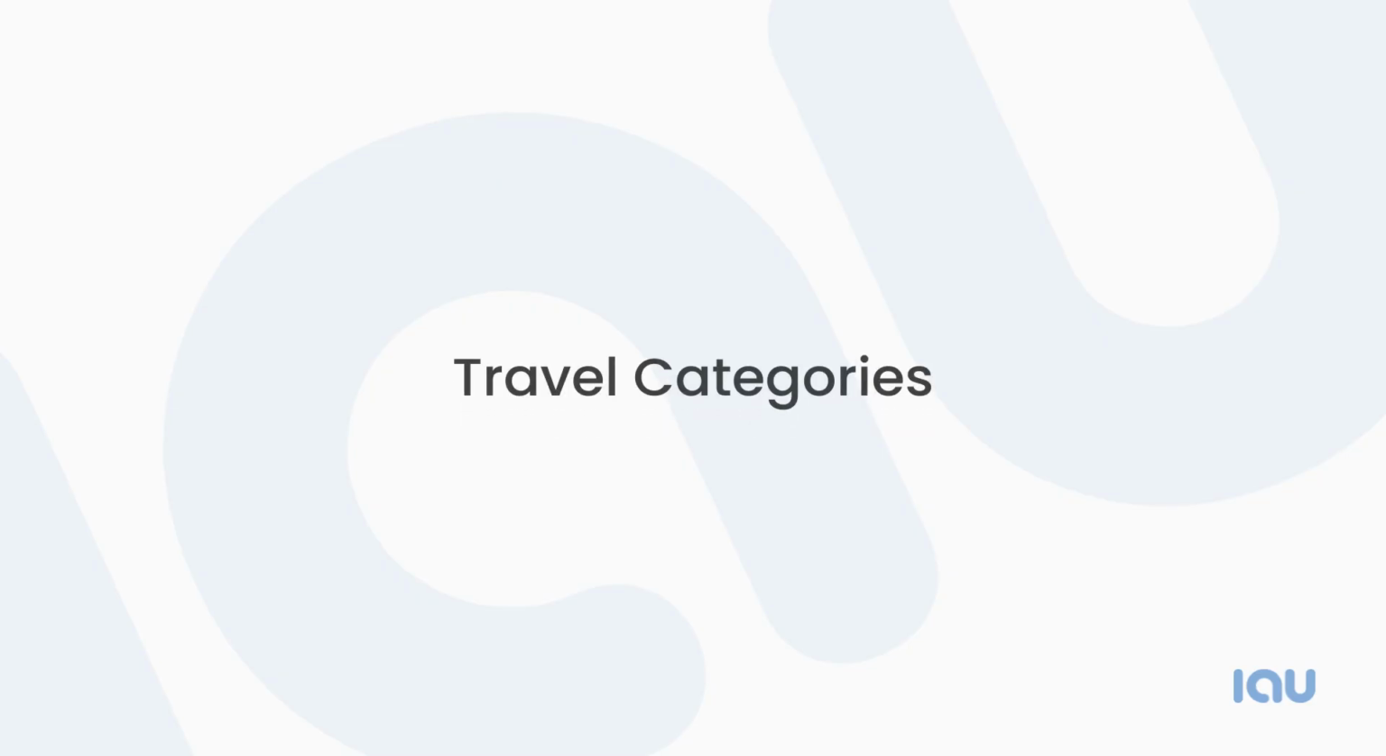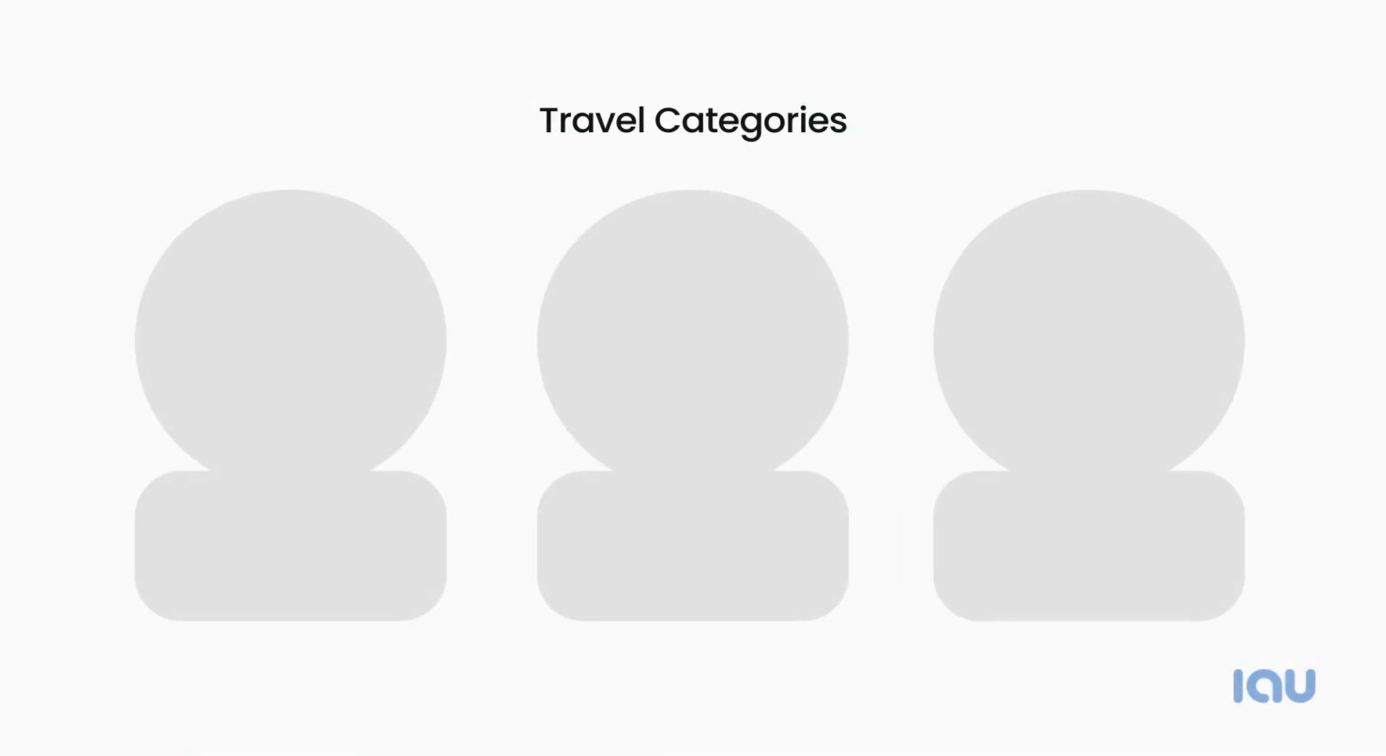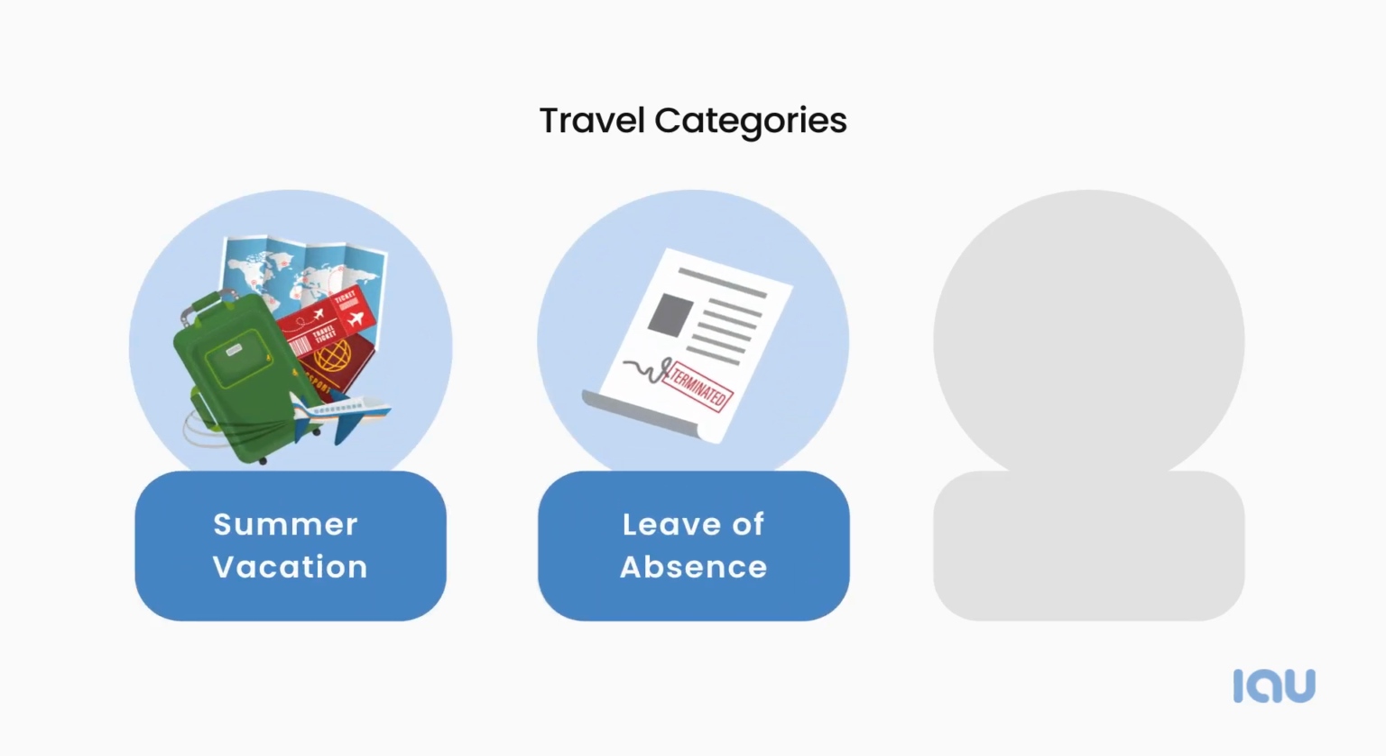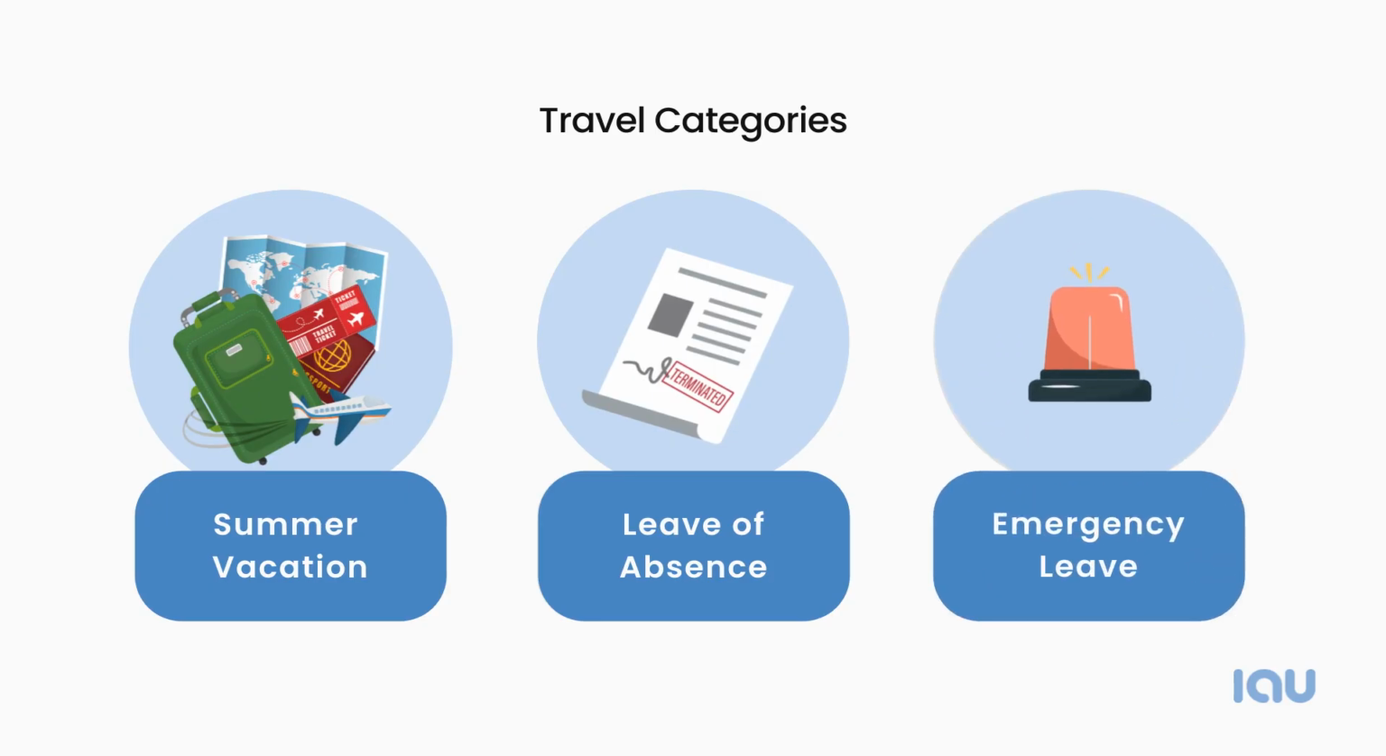First, let's go over the travel categories at IAU. At IAU, there are 3 travel categories for F-1 students. The first is summer vacation, the second is leave of absence, and the third is emergency leave. We'll go over each category in detail in the following slides.